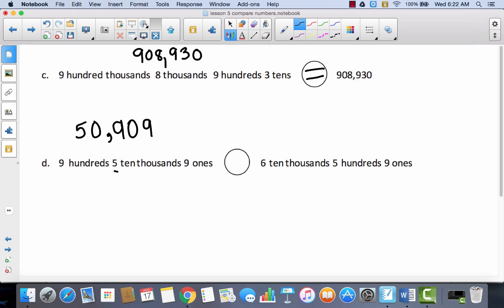But notice this says 10,000s, so I have to put it in the 10,000s place. And these are hundreds. Next, I have 6 10,000s. I don't have any thousands. I have 5 hundreds, 9 ones. So, because both of these are in the 10,000s, this number only has 5 10,000s and this has 6 10,000s. That tells me that this number is less than.